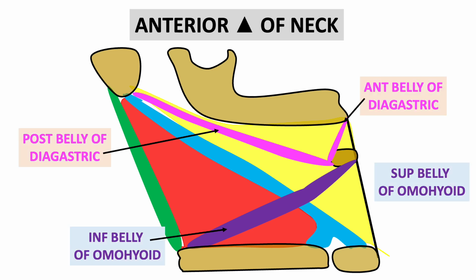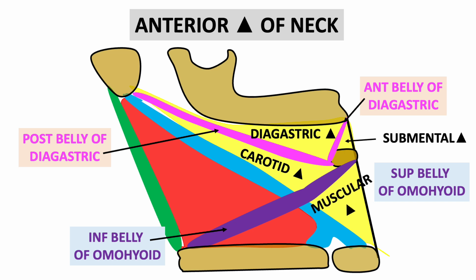So now we are going to focus on the anterior triangle. See how many triangles there are in the anterior triangle of the neck. In the anterior triangle we have 3.5 triangles. How 3.5? Look at the figure. First, we have the digastric triangle. Then we have the carotid triangle. Then we have the muscular triangle. And then the last, we have the submental triangle. Half of the submental triangle is present on the other side, not on this side. That is why in the anterior triangle of the neck we have 3.5 triangles.